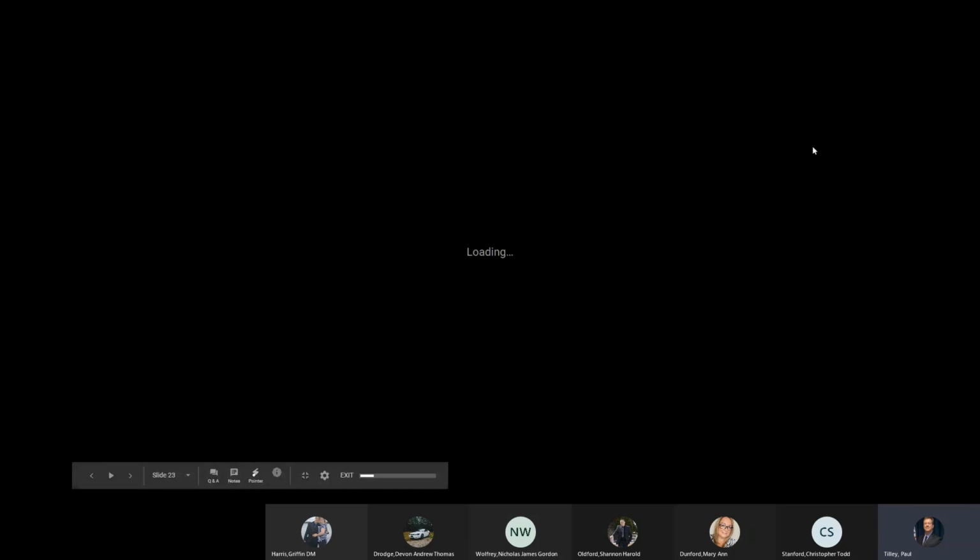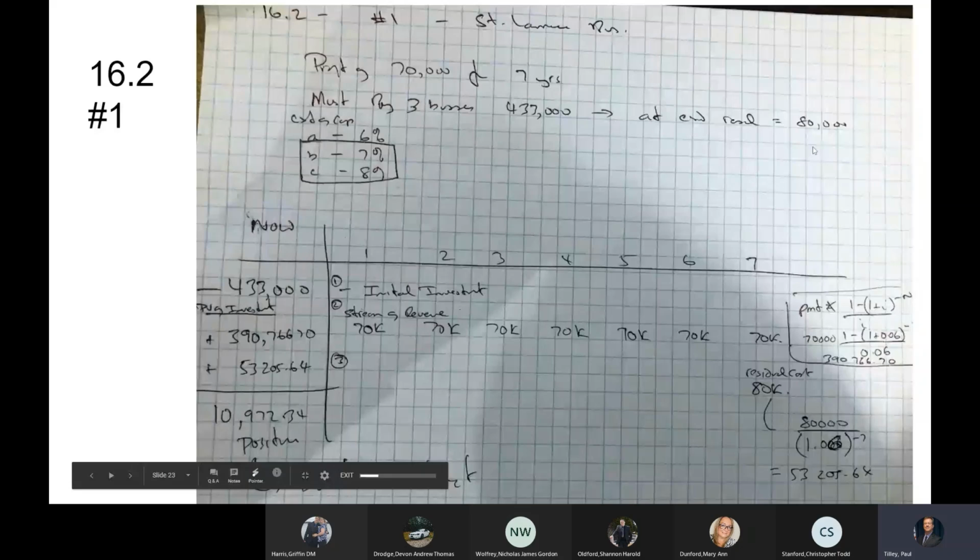So if we look at this one here, again, we've got a similar type of situation that we need to consider. We've got $70,000 coming in for 7 years. Okay, so the very first thing that we really need to do is to draw up this table. Right off the bat, we've got to put 433,000 down. So that's negative 433,000 over there in that now category.